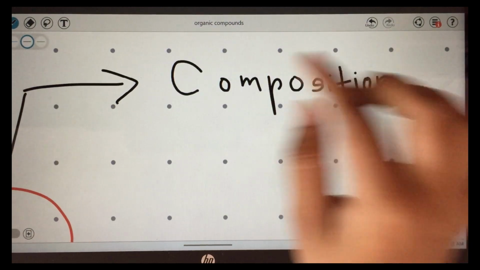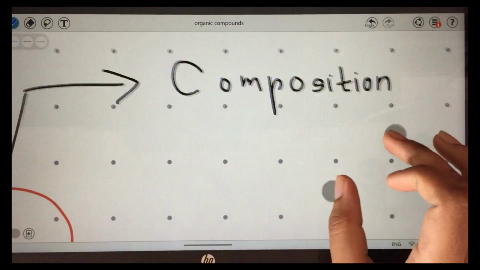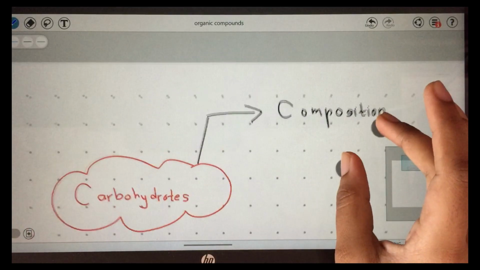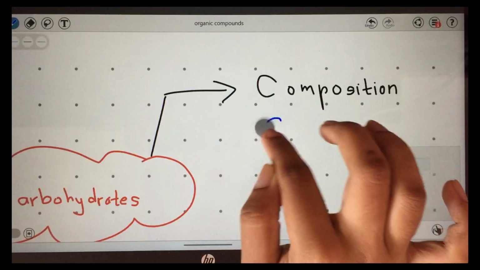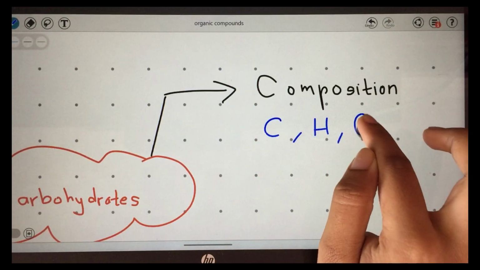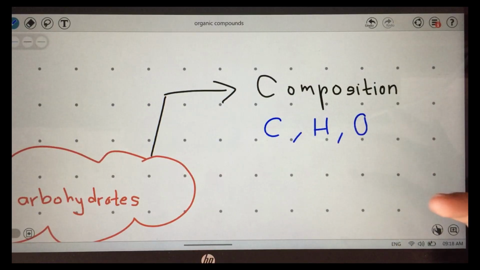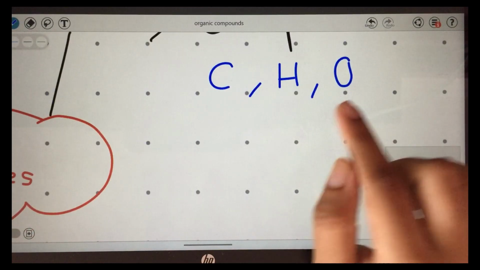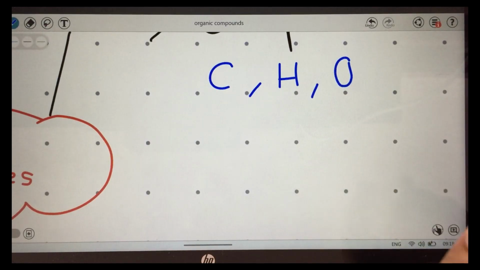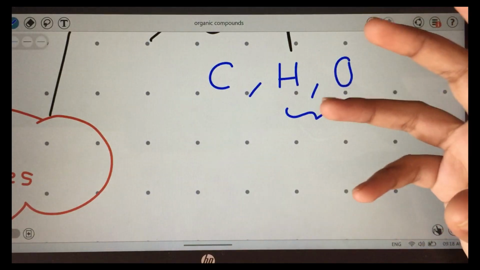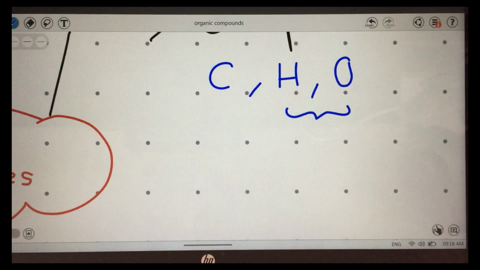So when you speak about the composition of something, you have to say what it is made of. Here, carbohydrates are made up of carbon, hydrogen and oxygen. These three elements are the only ones that make up carbohydrates. And then they have also included a point about the hydrogen to oxygen ratio. If there are 2 molecules of hydrogen, 1 molecule of oxygen.